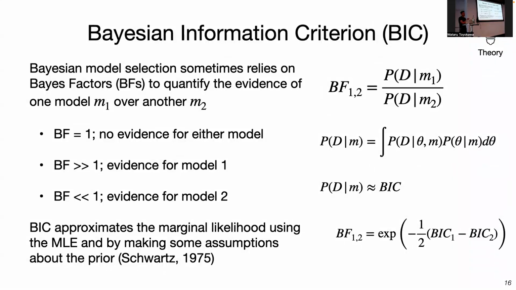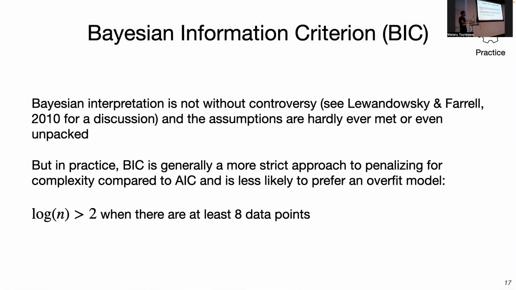Now, the actual Bayesian interpretation of BIC is not without controversy. The assumptions that are required, for instance in terms of the forms of the priors, are hardly ever met or even unpacked, right? So in practice, most people don't really think of BIC as actually a very Bayesian approach to model fitting. It's, in practice, perhaps a stricter approach to penalize for complexity than AIC, using essentially the principles of maximum likelihood estimation. In cases where log n is greater than 2, when there are at least 8 data points, it's going to penalize the more complex models more strongly than AIC will.